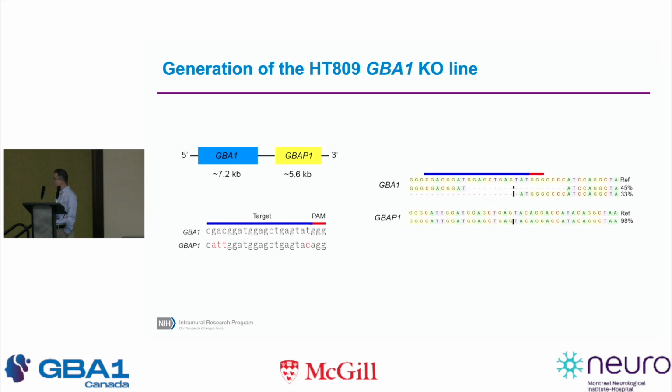After inserting these tools into HT809, we started to edit the GBA1 gene. As many of you know, GBA1 has a highly homologous pseudogene that is also expressed. Therefore, we think it is important to avoid off-target modification of the pseudogene while editing GBA1. After evaluating multiple guide designs, we identified one that is efficient at targeting the gene but not the pseudogene. We used it to generate the knockout cell line.